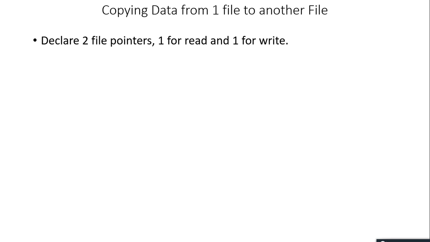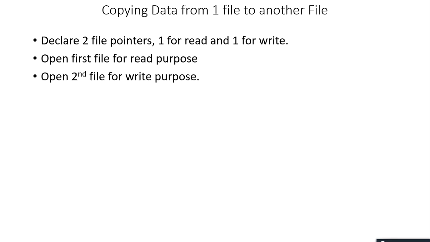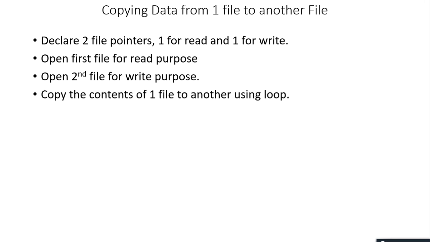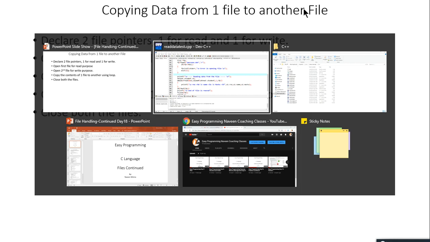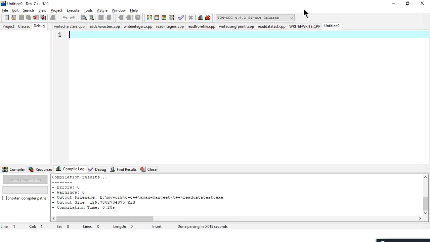To do this, we have to declare 2 file pointers, one for read and one for write. Then we'll open the first file for read purpose, open the second file for write purpose, and then copy the contents from one file to another using a loop, and then close both the files. So let's start this program now. Let's write from the basics. Program to copy the contents of one file into another file.